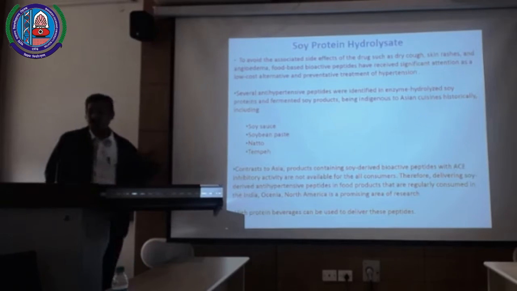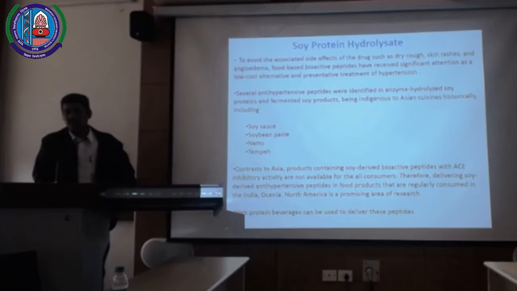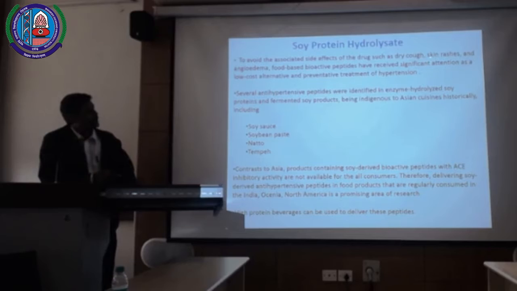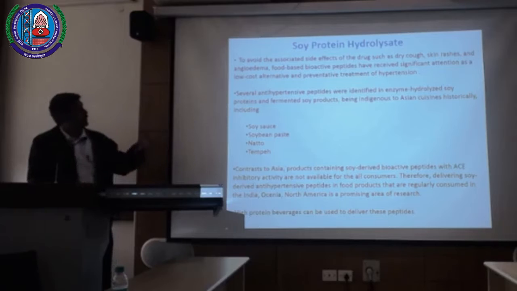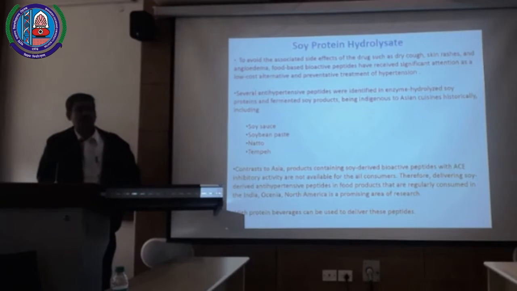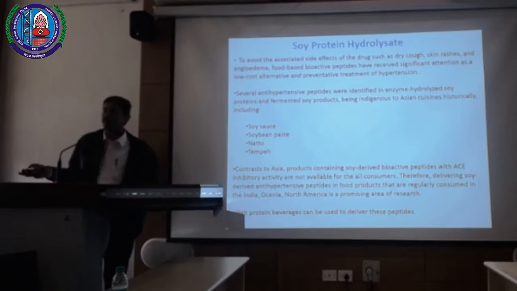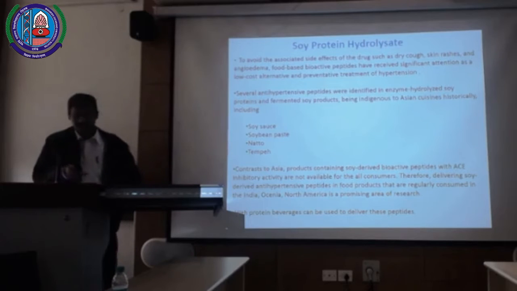So let us go to soy protein hydrolysis. It can give protection against dry cough, skin rashes, and angioedema. Food-based bioactive peptide is a low-cost alternative to treatment of hypertension. Now the latest medicine has some amino acids combined for a double treatment, but we cannot go into detail on what they're doing now.